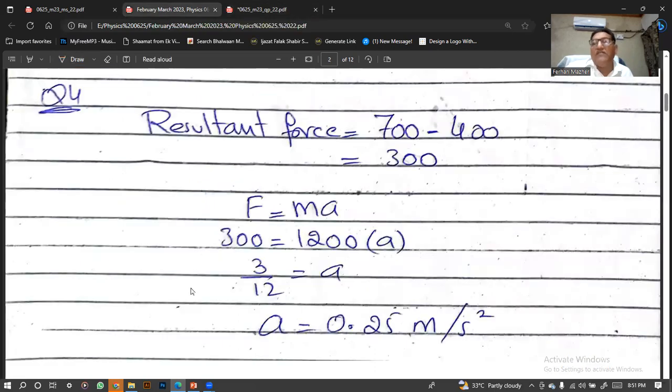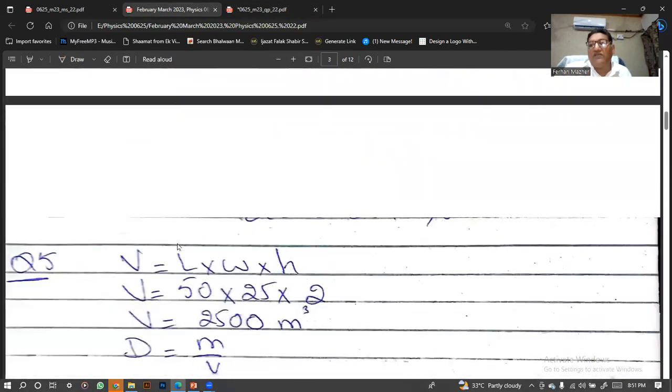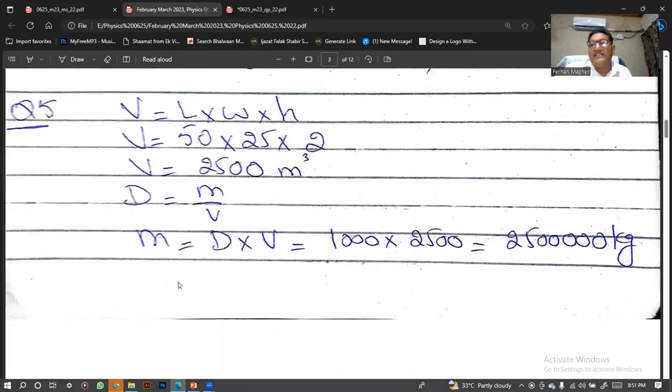First of all, I will find out the volume of that water. And you know that is in a rectangular shape, a rectangular prism. So it will be length into width into height. That will be 50 into 25 into 2. That will be 2500 meter cube. You know, the density is equal to mass divided by volume. So mass will be equal to density multiplied by volume. And density is 1000 kg per meter cube. The volume is 2500 meter cube.